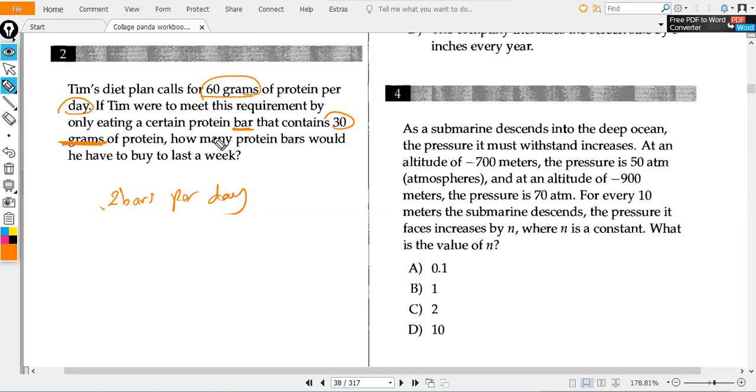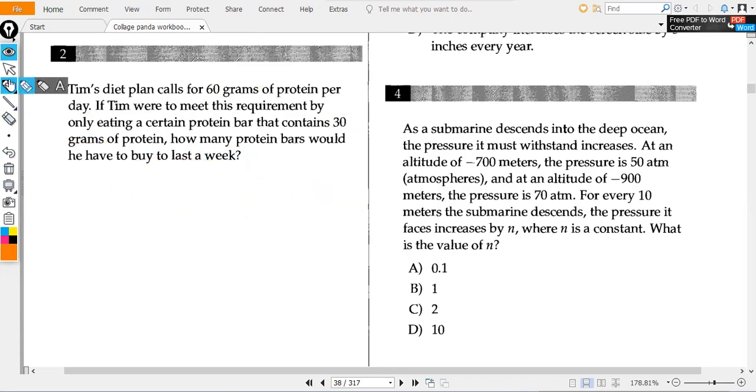Good. Now, how many protein bars would he have to buy to last a week? 14. Yes, that's good. Why? Because each day we need 2 bars and the week contains 7 days. So I will multiply 7 by 2. The answer is 14 bars. In this question, there is no need to use a rule of rate or variations or proportions. Okay? Any question?